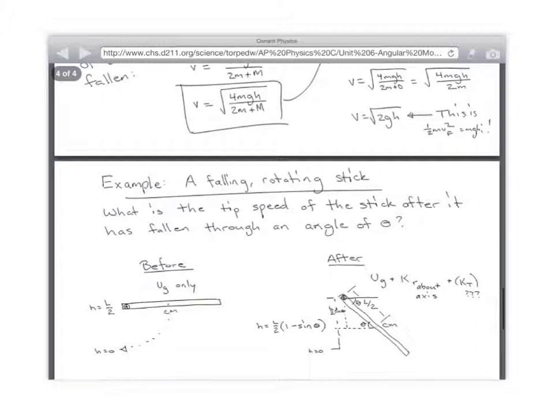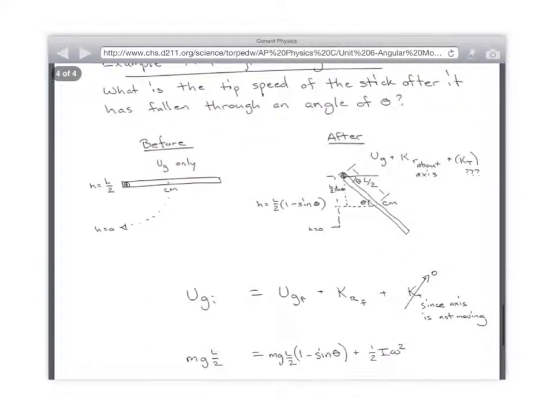So here's what we've got to do. The best way to deal with this is to say that after it's rotated through a certain angle, it's got some gravitational potential energy based on its center of mass. It's got some rotational kinetic energy about its axis of rotation, which is this end of the stick. Does it have some translational kinetic energy? Yes or no? No, because the axis isn't moving. That's what it says right now. What's your frame of reference?